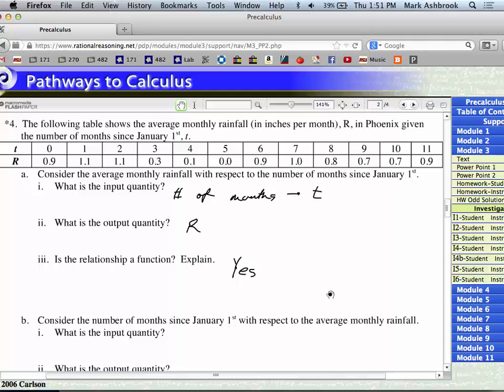Yeah, but you have the same outputs over here. But what's the definition of a function? Each input has... Does that input have one or more than one output? Just 1. Does that input have one or more than one output? Yeah, just one. But they're the same value.